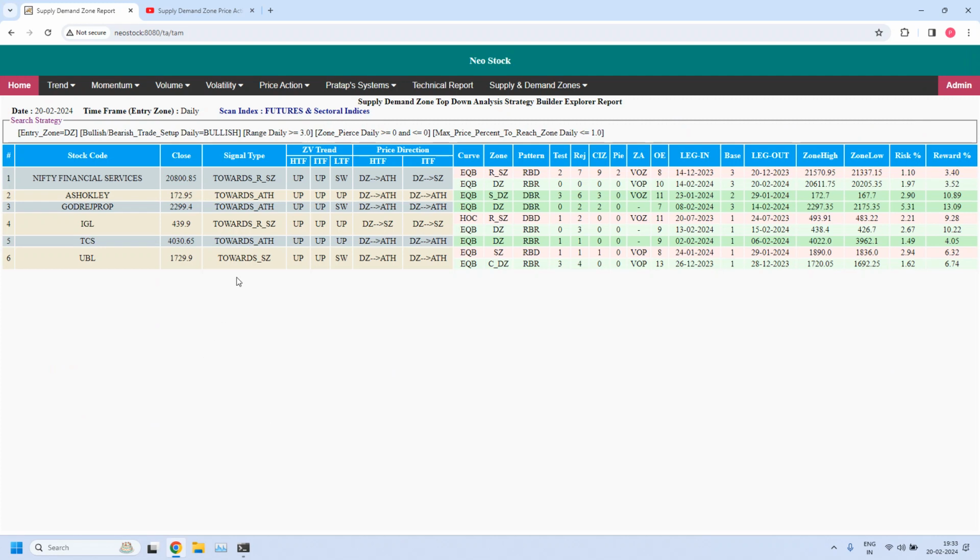But the point you have to understand, all these stocks currently, look at signal type, indicate price direction in the daily time frame. That is the lower time frame. Already here we have given price direction for HTF and ITF. And the reason why I did not give LTF price direction is that signal type indicates LTF price direction. So it is moving towards the supply zone, moving towards all-time high.